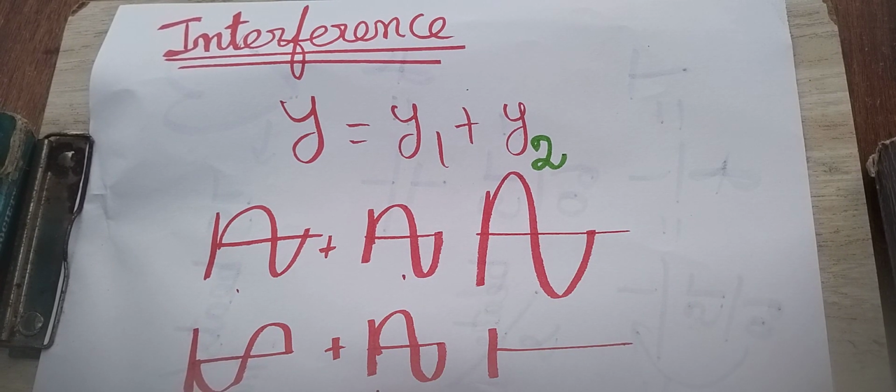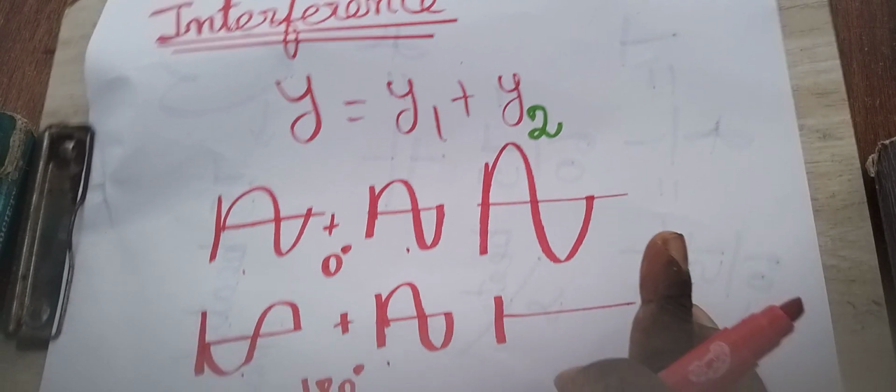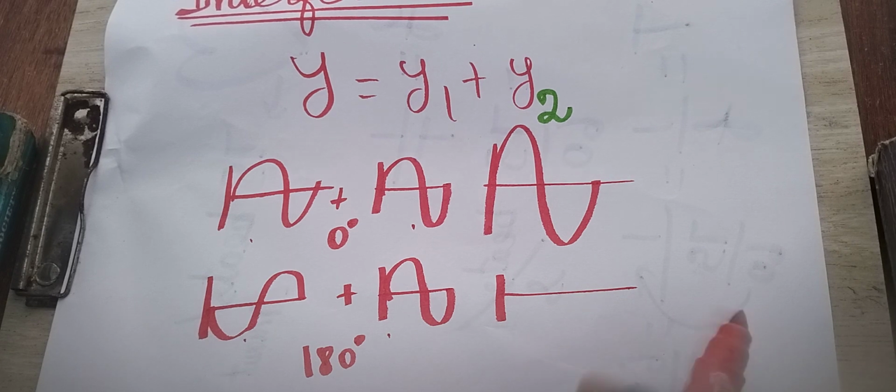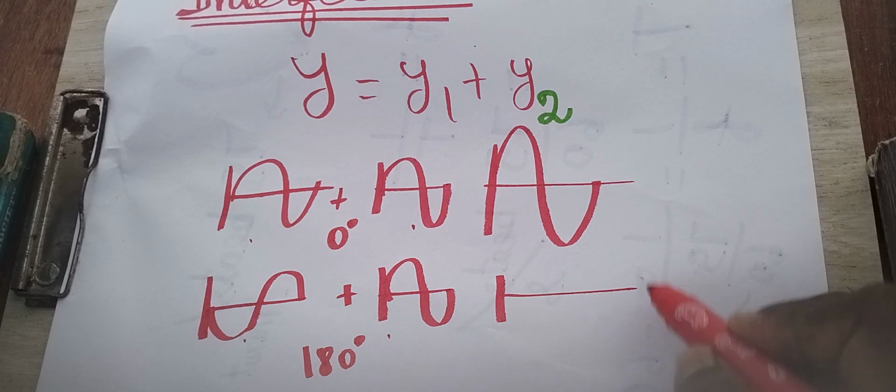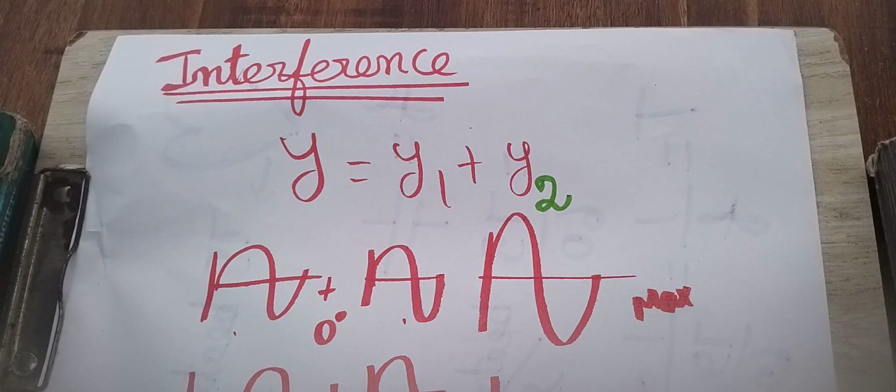The phase difference here is 180 degrees, and here it is 0 degrees. Here there is no phase difference, and here the phase difference is 180 degrees. So here no output will come, and here maximum output will come. This is called interference: the overlapping of two waves.